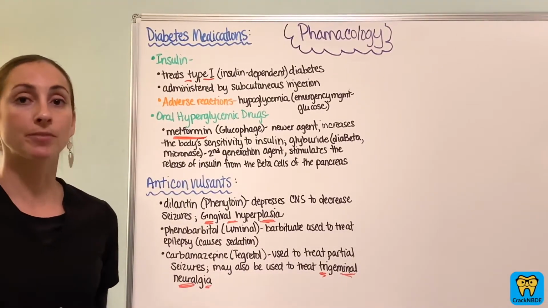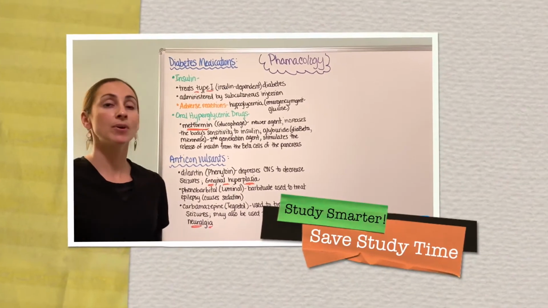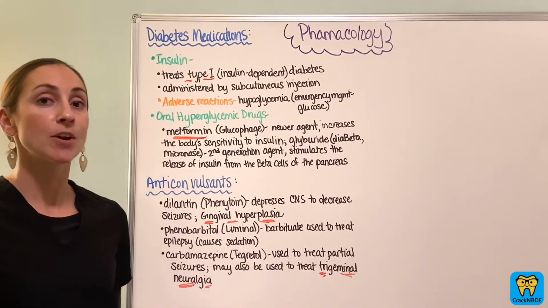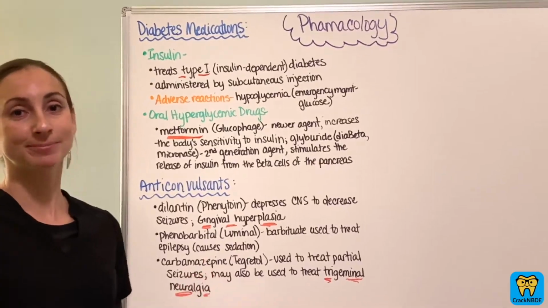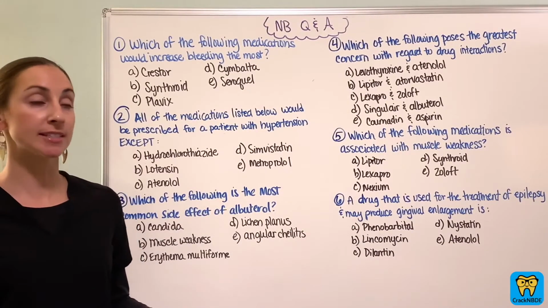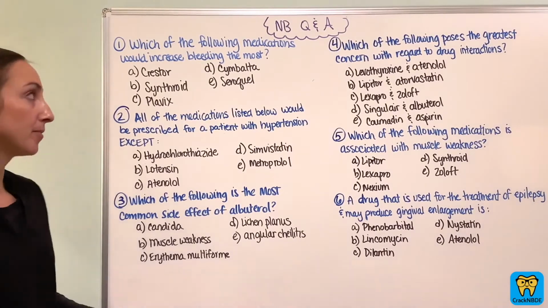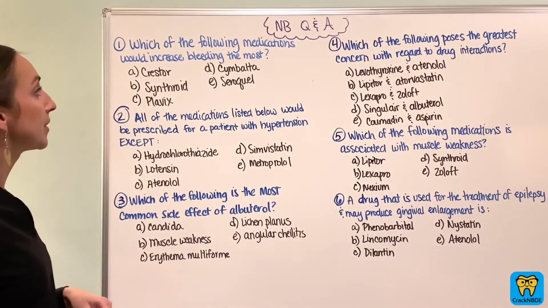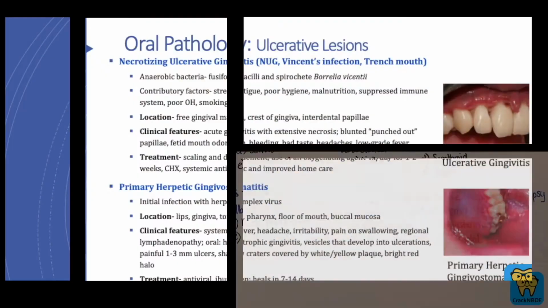We finished up our pharmacology section and now we're going to be doing our National Board question and answer, which I'm sure you'll all ace. Now on our last section, we'll be doing our National Board question and answer. So we'll start off with our first question. Which of the following medications would increase bleeding the most?